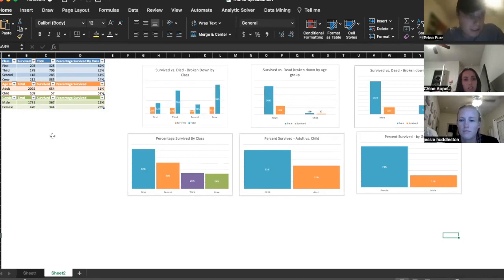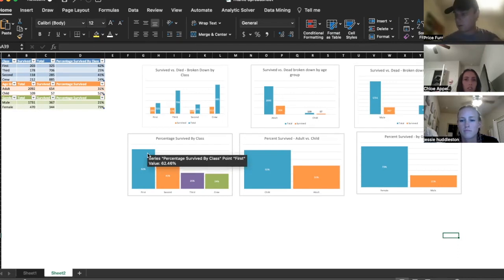Crew, 24% survival rate. Then we broke it into the age group with an adult survival rate of 31%, child survival rate of 52%. And then lastly, we broke it down by gender with a male survival rate of 21% and a female survival rate of 73%. And kind of like I mentioned before, we thought Pareto would be best for breaking down the data, and we thought that it did a really good job.